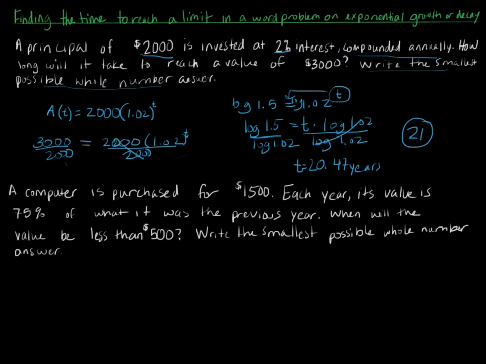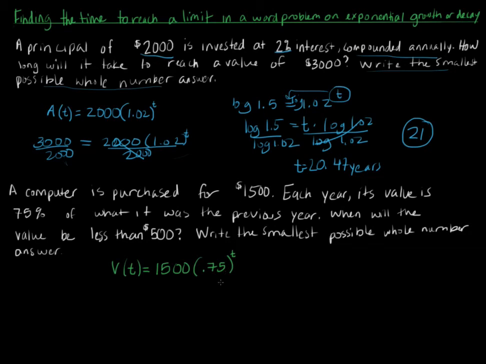Okay, let's talk about the next one. A computer is purchased for $1,500. Each year, its value is 75% of what it was the previous year. When will the value be less than $500? So the value as a function of time is equal to the original amount times 0.75, right? 75% for every year. So let's take that to the t power.